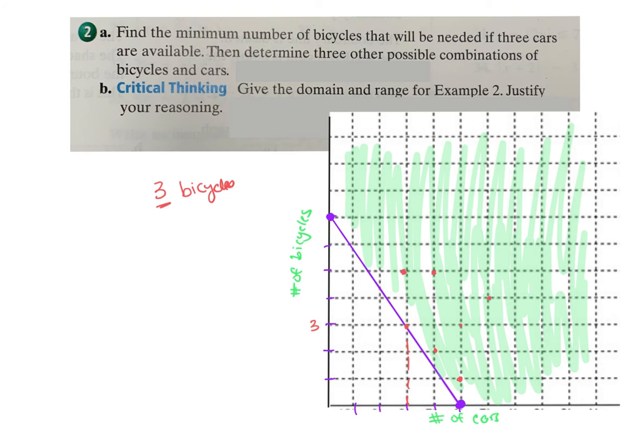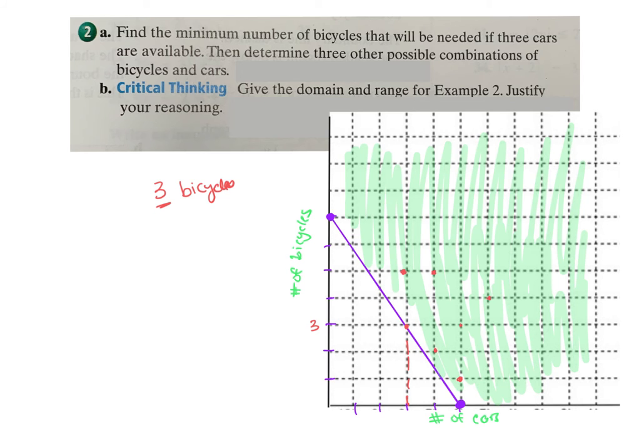The next question says, and we talked about this a little bit, give the domain and range for example 2. Domain and range are whole numbers. They're whole numbers because we're talking about the number of cars, the number of bicycles. So domain of this would not be like all real numbers. This would actually have to be whole numbers. You could have 0 cars. You couldn't have half a car, right? So whole numbers, and that is whole numbers for domain and range for both of those.